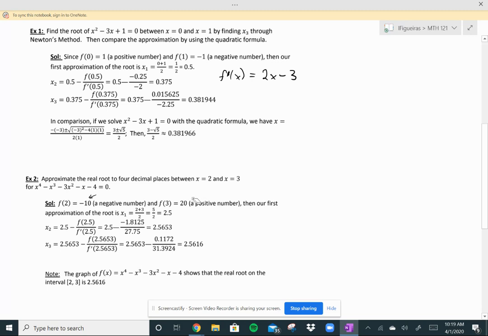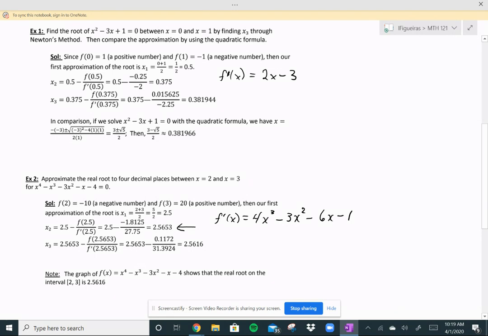And so our first guess is just the average of those two numbers. So 2 plus 3 divided by 2 means that our first guess is 2.5. And then that will be our input into our Newton's method formula. So we have x sub 2 is 2.5 minus f of 2.5 divided by f prime of 2.5. So just like the last example, you need to figure out what f prime is. So that's 4x cubed minus 3x squared minus 6x minus 1.